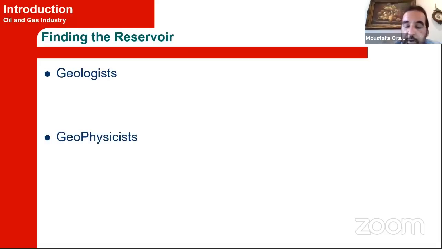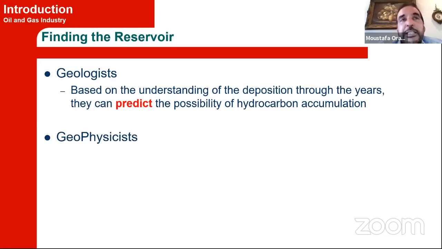How can we find this out? So the geologist's input is based on the understanding of the deposition through the years, we can predict the possibility of hydrocarbon accumulation. So the geologists have the prediction from the study of all what happened millions of years ago, okay? They also look at something called outcrop, with some kind of potential of some of the rocks that were created millions of years ago. They come at the surface, they study this. With this knowledge, they can actually predict the possibility of accumulation of hydrocarbon beneath the surface of the earth.